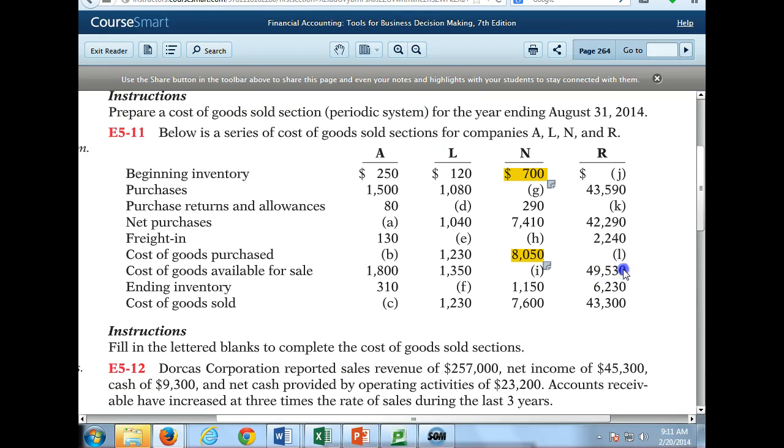So, how about if we go backwards? If we know here, cost of goods available for sale minus our ending inventory equals our cost of goods sold. We know that the cost of goods purchased is going to be $42,290 plus our freight in. So don't we know that L is going to be the combination of these two numbers, cost of goods purchased?